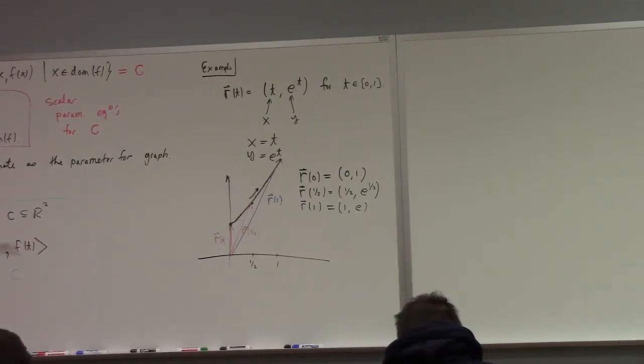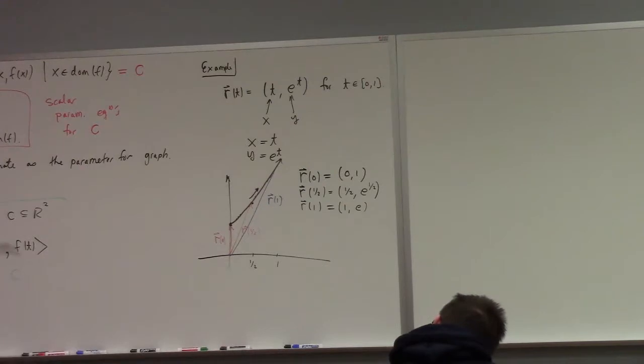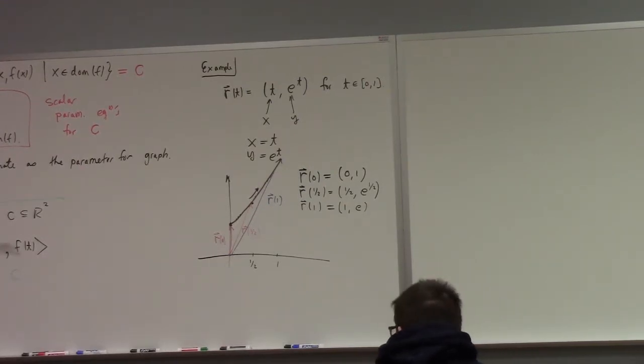Now, physically, we could think of this as describing the motion of a particle. The particle is going from the point (0, 1) at time 0 to the point (1, e) at time 1. And so r of t is the position of the particle at time t. The scalar parametric equations give me the x position and the y position separately, taken one at a time.